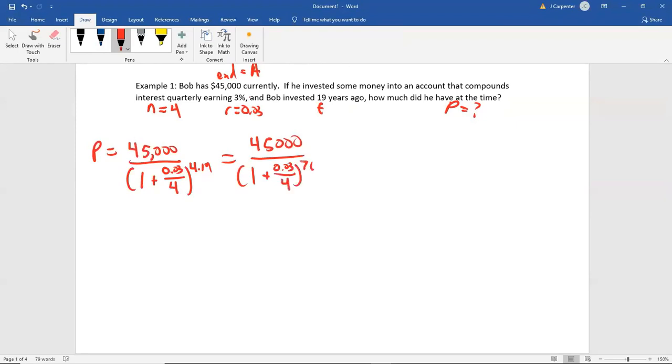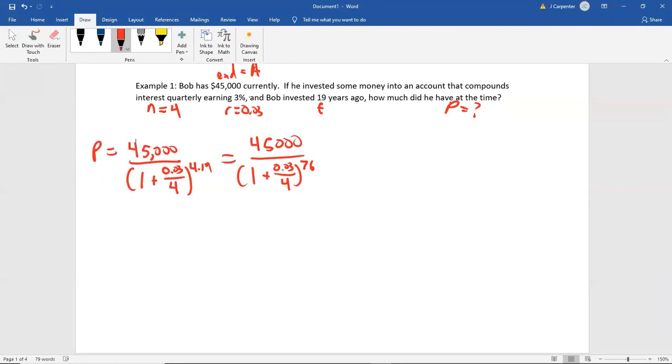So 76 is the number of times that Bob has gained money. That's what this means. He gained money for 19 years, and he gained money 4 times per year, which means he gained money 76 times. It's the exact same thing as the number of payments that we talked about in class.